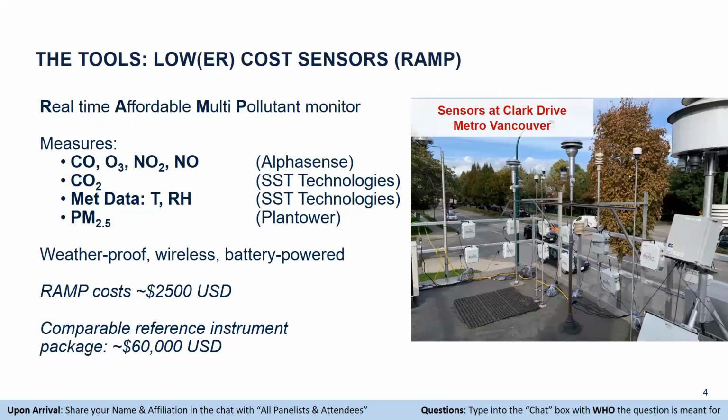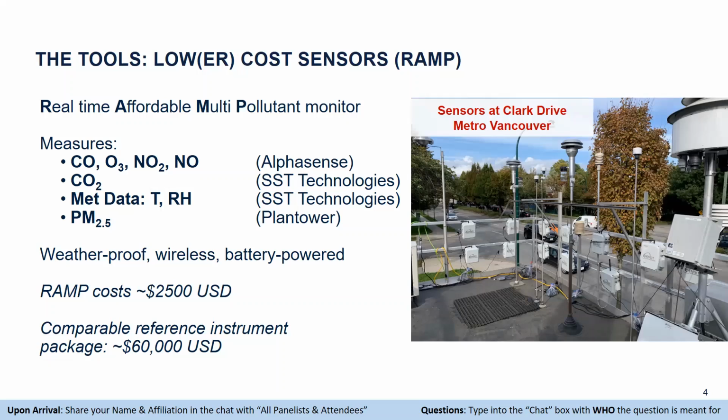So I'll give you an overview of the tool that was used to look at this question, and that's the Real-Time Affordable Multi-Pollutant Monitor, or the RAMP, which you'll probably be hearing about or have heard about in other sessions. It incorporates some pretty popular commercially available low-cost sensor packages, such as the AlphaSense sensors for gases, and also the Plantower sensor for PM2.5, which of course is in the ever popular PurpleAir sensor.